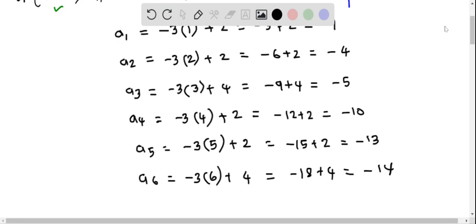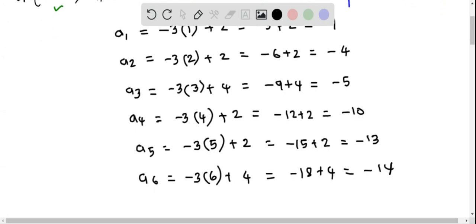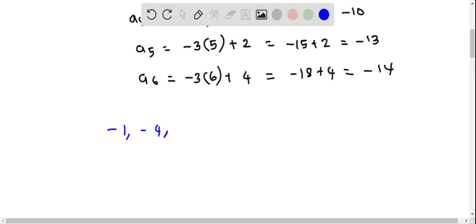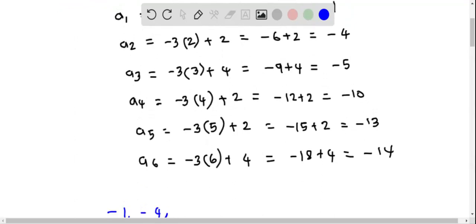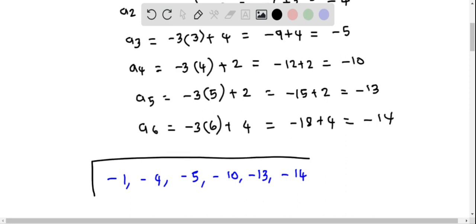So these are the first six terms of this sequence. So you can write down this as comma separated values. So we have negative 1 comma negative 4, then we have negative 5, negative 10, negative 13. We write down a little bit clearly. So this is negative 13 comma negative 14. So these are the first six terms of the sequence.